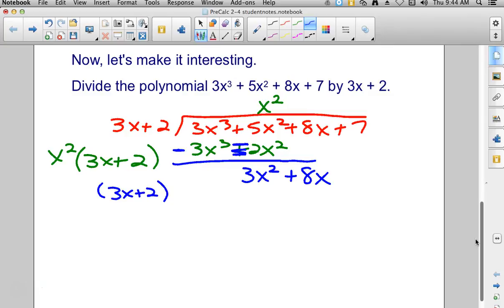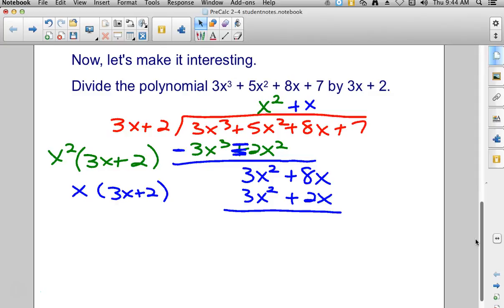Still my divisor. But now my focus is, how do I get 3x to be 3x squared? How do I get it? Need an x. Multiply everything by x, so 3x squared plus 2x. It did what it was supposed to do, so I'm going to put that little blue x up on top. And then I have to change this so that I'm subtracting, which would be adding a negative. And changing those signs makes it easier to remember. So 3x squared minus 3x squared, gone. 8x minus 2x is 6x.